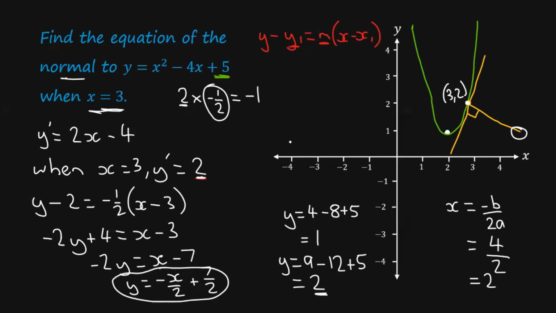You can see it's a little bit more complicated than the equation of the tangent, but if you just go through this process, you should be able to find the equation of the normal to any curve at the point that you're after.